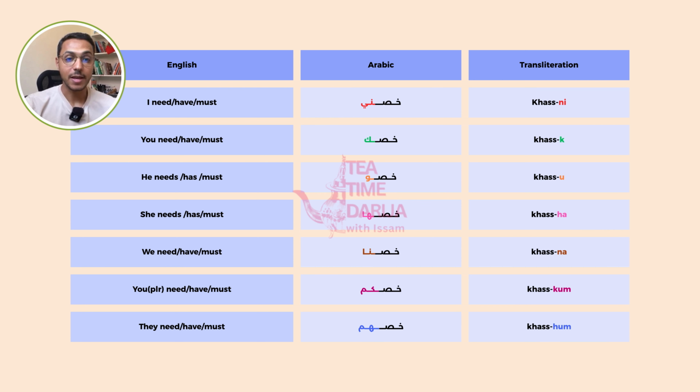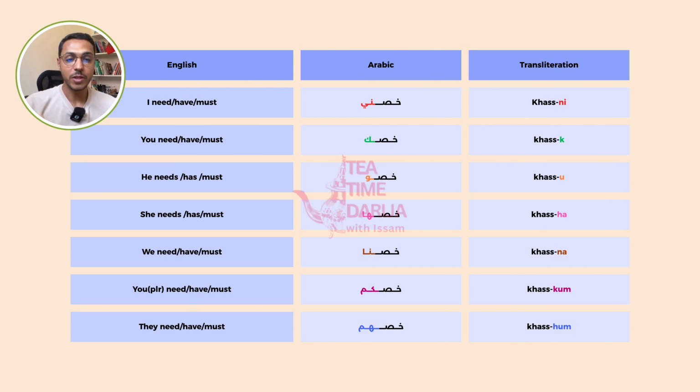Khas is used with all the pronouns, as you can see on the table. The only thing that changes is the object pronoun, so every pronoun has its own object pronoun. If you want to say I need to, I have to, I must, you'd say khas and then ni. So ni refers to me. Khasni: I need to, I have to, I should, I must, all of that.